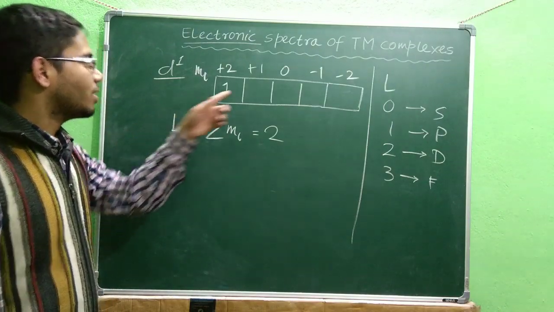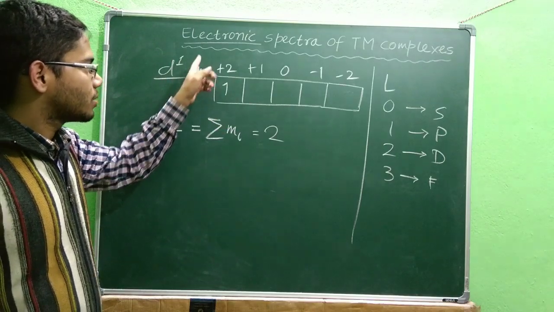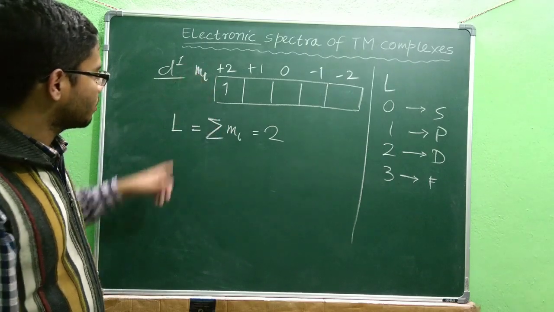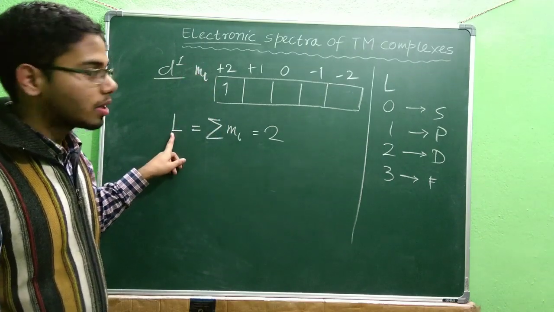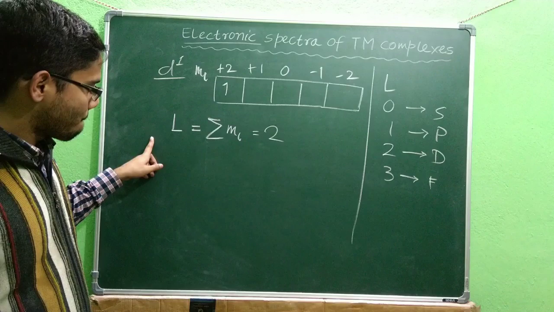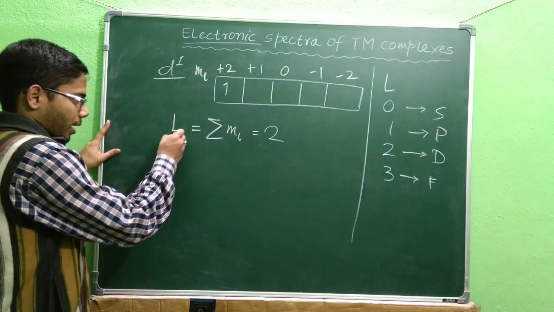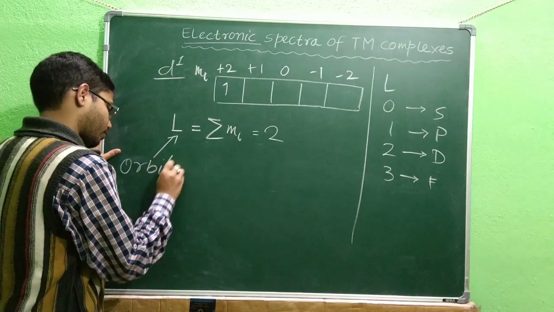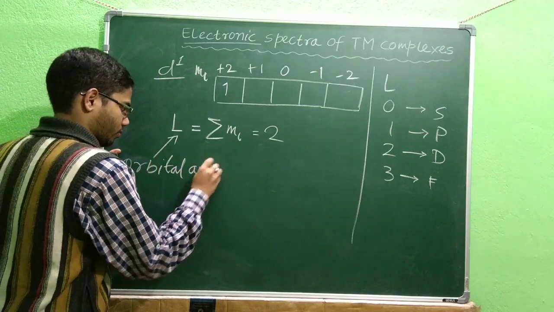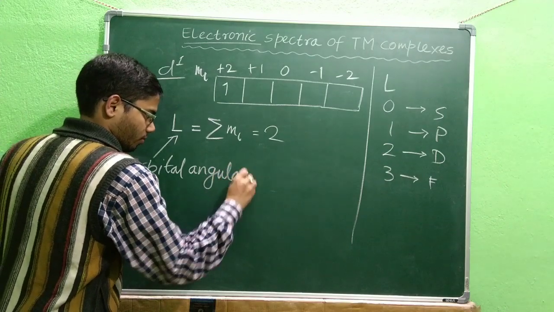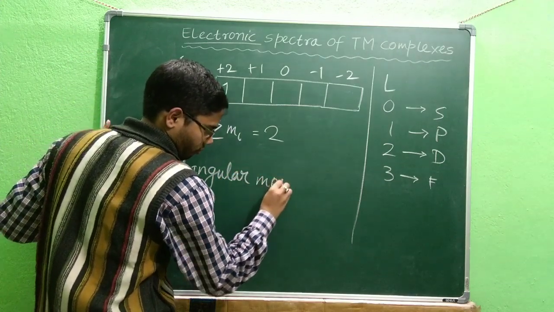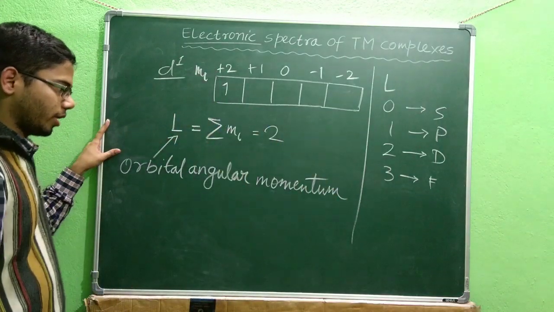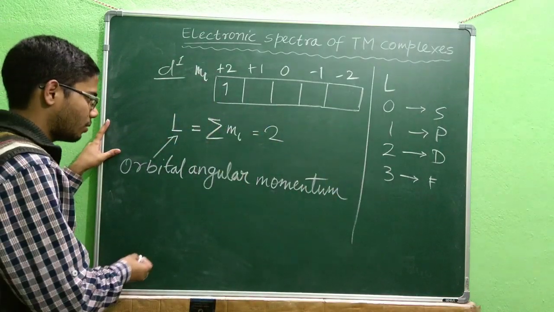So let's come to the point. You are summing up these azimuthal quantum numbers to get this L. L is basically your orbital angular momentum. You will also have spin angular momentum.